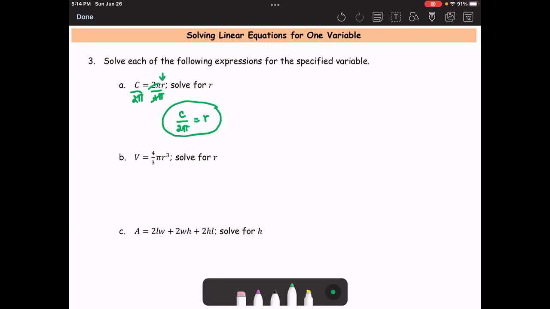The second one, part B, V equals 4 over 3 times pi times r to the third, and we solve for r. r, or r to the third power, is part of the right-hand side expression. We are going to take care of one piece at a time because we have the coefficient 4 over 3 and the constant multiple there as pi.